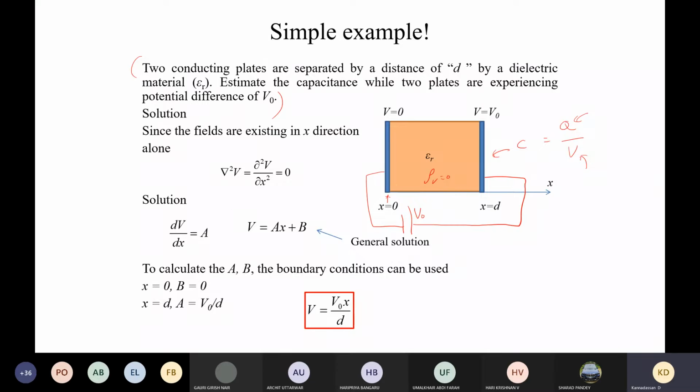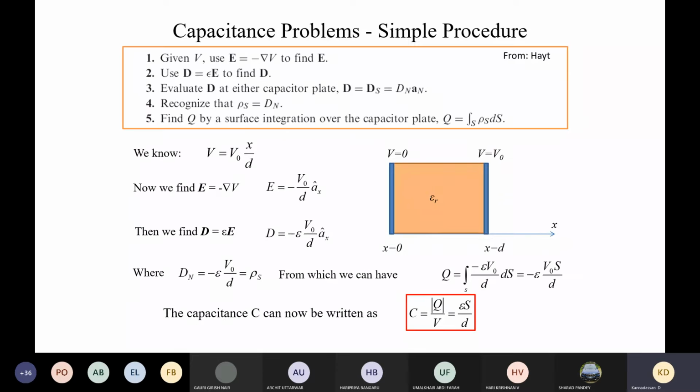Then the problem is very simple. We can easily solve it with the Laplace equation. It is a one-dimensional problem, and we can write it like this. We can solve this by one integration, and a second integration we will get this. Then we apply the boundary conditions at x equal to 0 and at x equal to d, and we get the potential equation. Since b equals 0, no constant term comes. We got the potential.